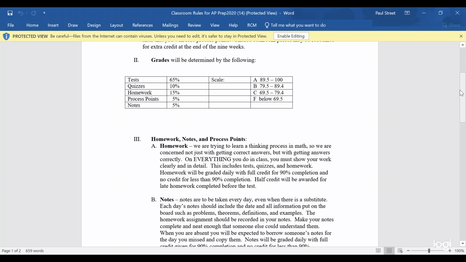But I'm going to throw out a lifeline. You can get one of those 2 points back if you complete the homework, if you do the whole thing and show it to me before we take the test. Does that make sense? Okay.